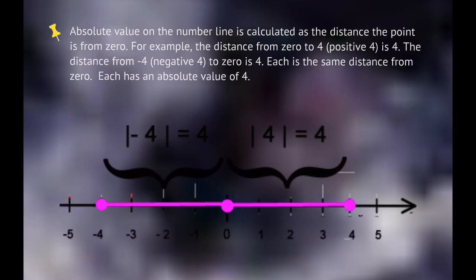Absolute value on the number line is calculated as the distance the point is from 0. For example, the distance from 0 to 4, positive 4, is 4. The distance from negative 4 to 0 is 4. Each is the same distance from 0. Each has an absolute value of 4.